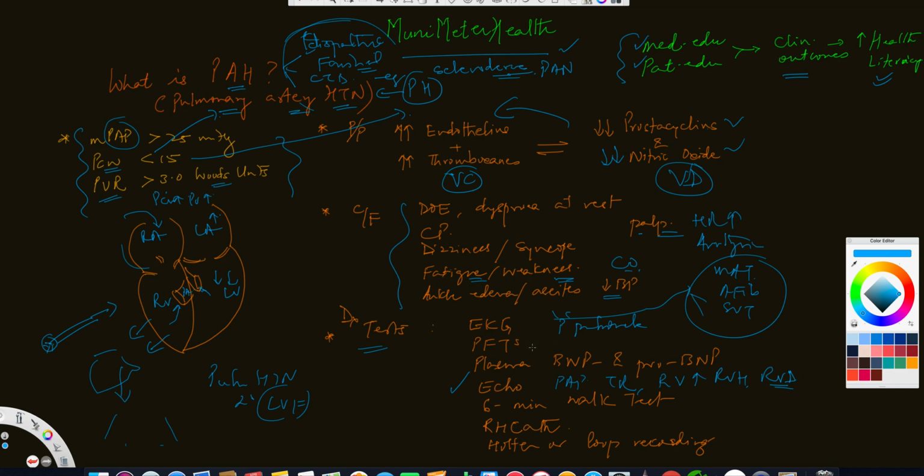Pulmonary function tests normally are within range because it's nothing to do really with the lungs, unless there's interstitial lung disease where diffusion capacity may be low, but in general this is a good excluding test. Plasma BNP and pro-BNP will rise when the right ventricular failure occurs, but otherwise they are normal because the left ventricle is normal in these individuals.